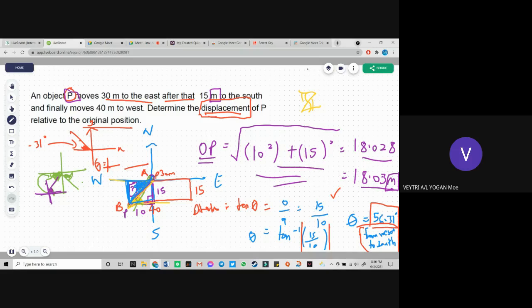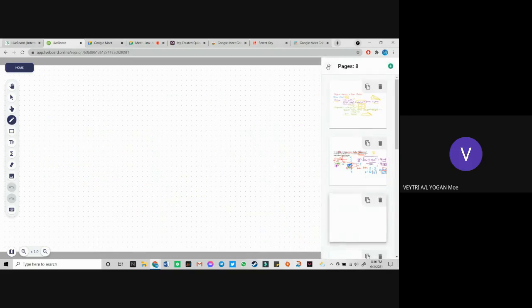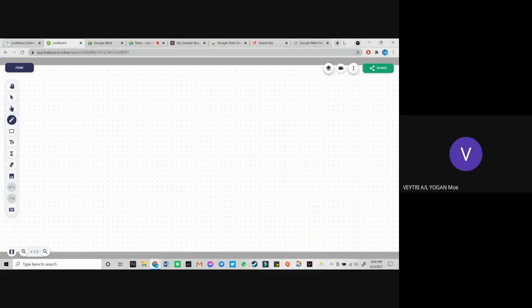So this will be 31 degrees above negative x-axis. Okay? Jap. Let me open up a new page for me to teach you guys yang tu. Yang tu memang penting sangat sebab chapter 2 is all about angles and stuff.